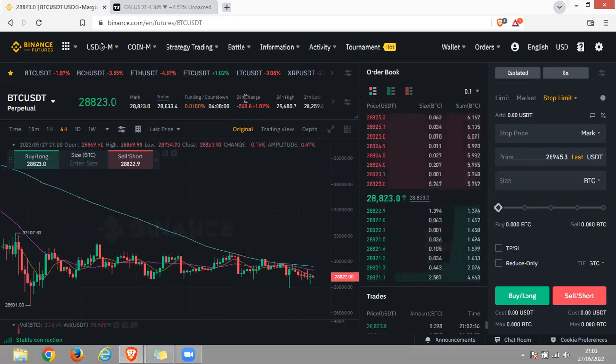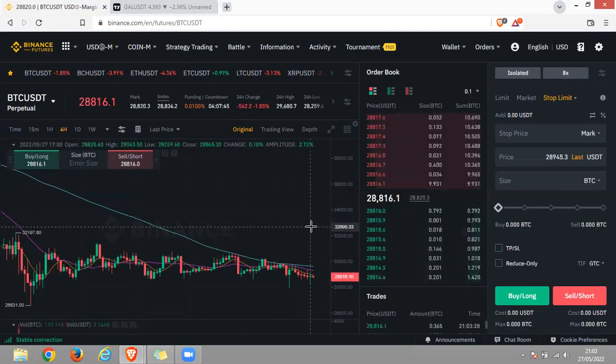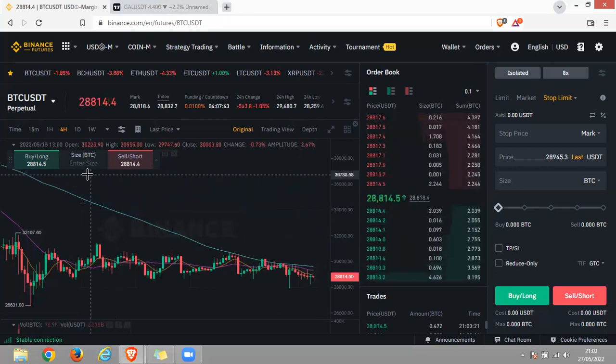This is 24 hours change. This is the 24 hours high for BTC, and we have the 24 hours low for BTC. This is the time frame we know about on TradingView. I've explained the mark price and the last price. Then if you want to go to TradingView, you can come here, but I prefer having TradingView on my chart, so I don't like using the one Binance gives me. So I can quickly buy and I can quickly sell.